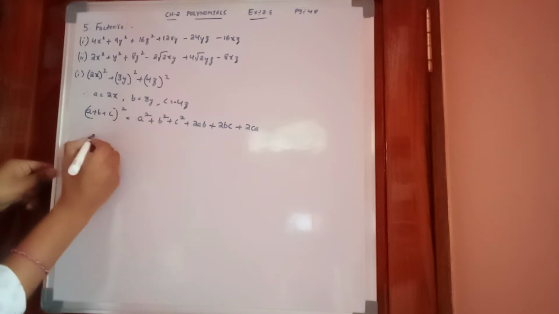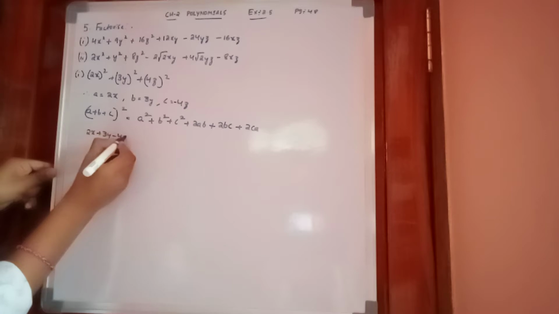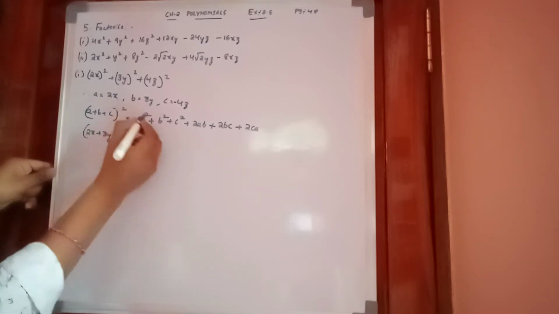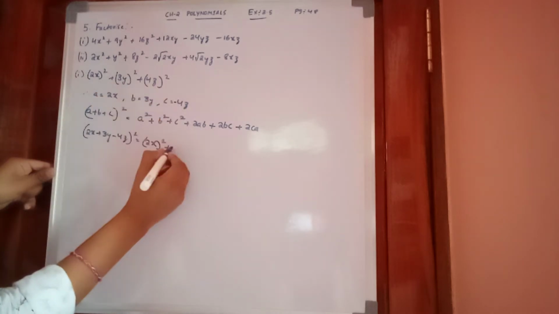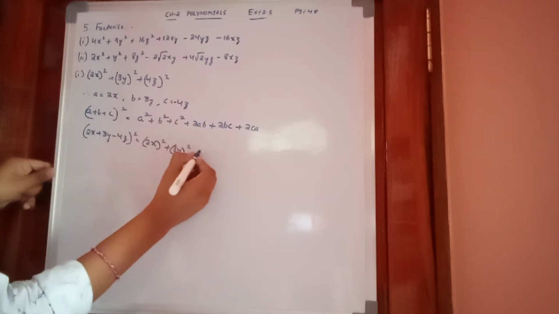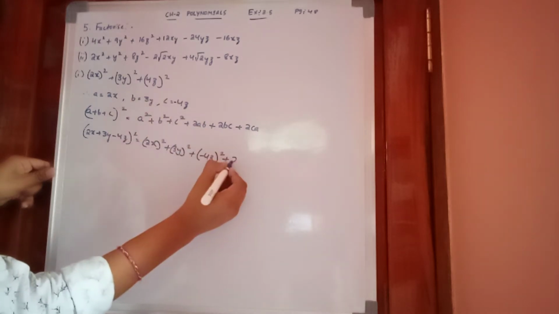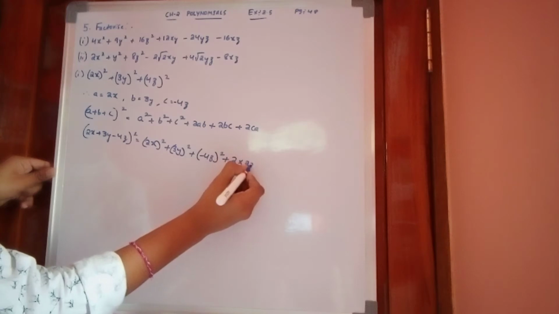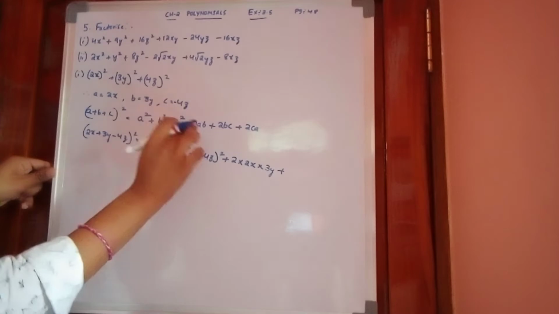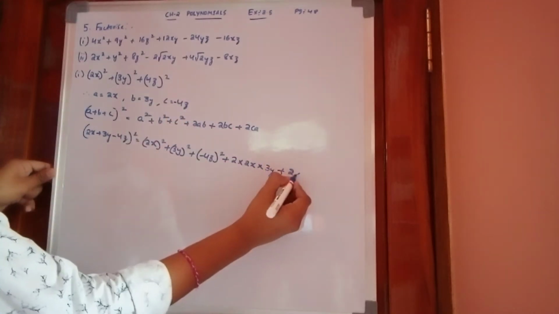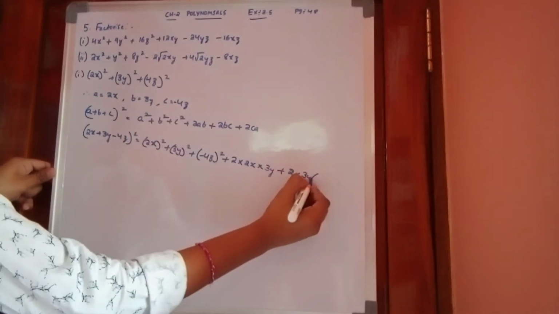Now substituting, (2x + 3y - 4z) whole square is equal to a which is (2x) whole square plus b which is (3y) whole square and c which is plus of minus 4z whole square. Now 2ab. So 2 into 2x into b which is 3y. So write here 3y. So plus 2bc. So 2 into b whose value is 3y, and value of c is minus 4z.